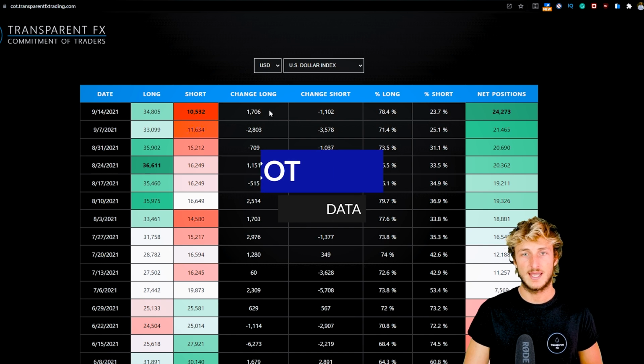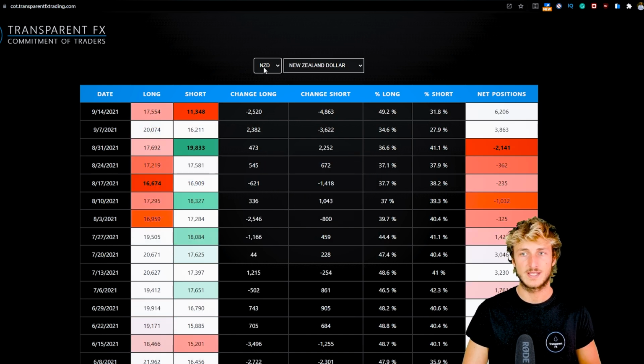Now, if we check the data for the NZD, what we can see is that at the moment, net positions have just shifted to positive. We went from having a negative minus 2.1k net positions all the way up to having a positive 6.2k net positions. So basically we went from having more shorts than longs from an institutional perspective to now having more longs than shorts.